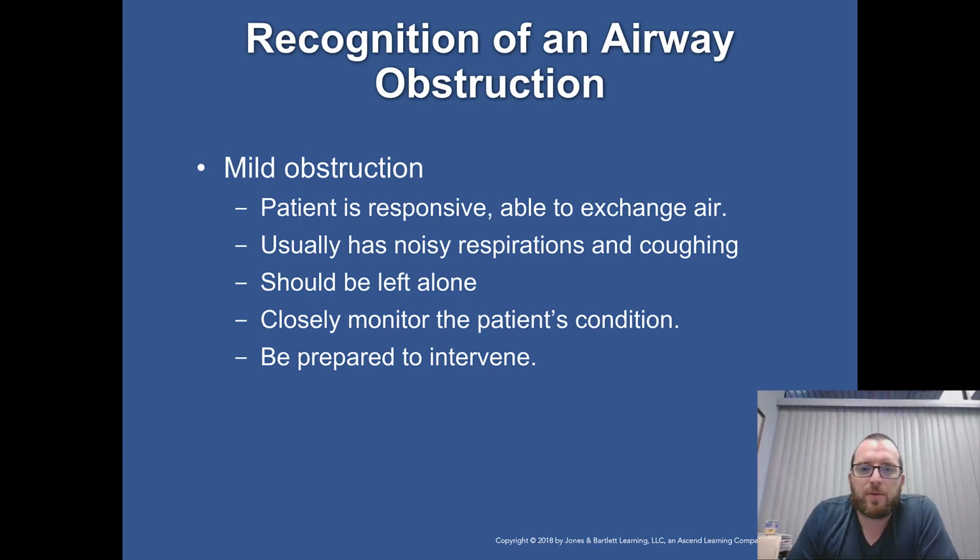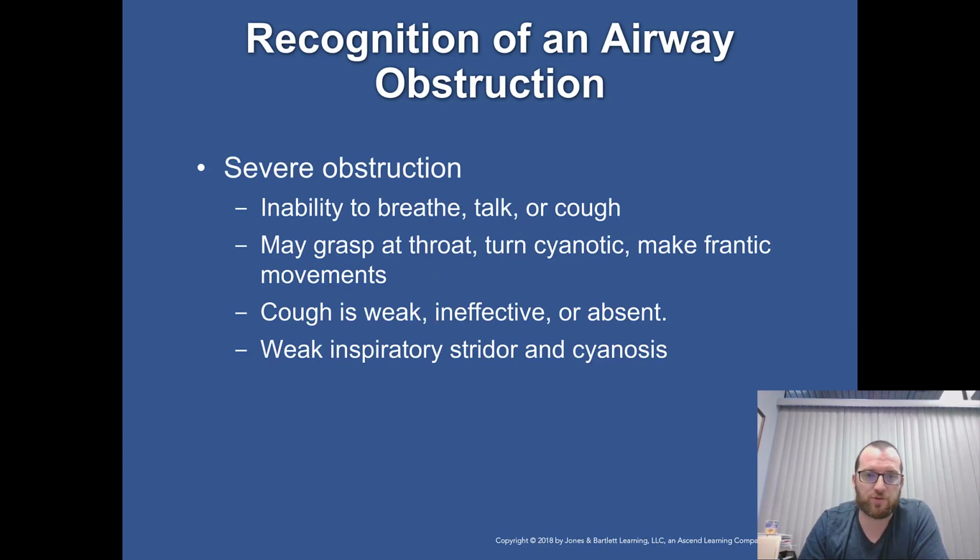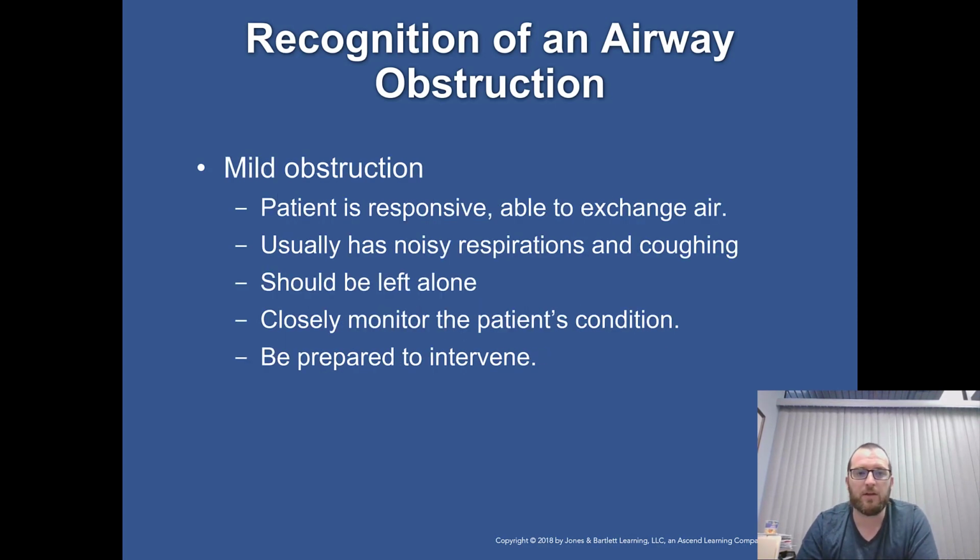All right, so recognition of airway obstruction. This goes back to your classic AHA BLS, right? When is it a mild versus a severe obstruction, and what do we do? So with a mild obstruction, they're still moving air. That means we're really not going to do anything. We're going to encourage them to keep coughing and monitor them closely to make sure that they are still able to move air. We're getting ready to do stuff, but we're not doing anything, right?